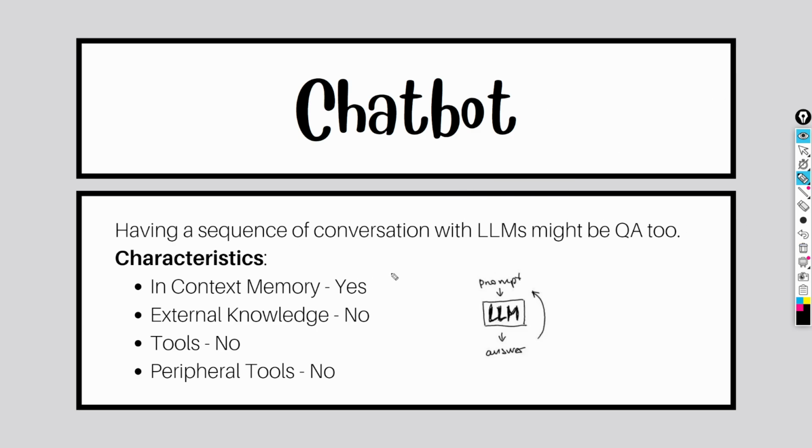So in context memory is there, but external knowledge is not there, tools are not available, and peripheral tools are also not available, and that's why we have added answer to the prompt. This is not like an RNN architecture where it will retain its memory state. So that is the difference between chatbot and QA. A QA where it will require you to remember the conversation, that will become a chatbot. So when you have a requirement for remembrance of memory, then alone you need to go for chatbot, or just go for QA itself.